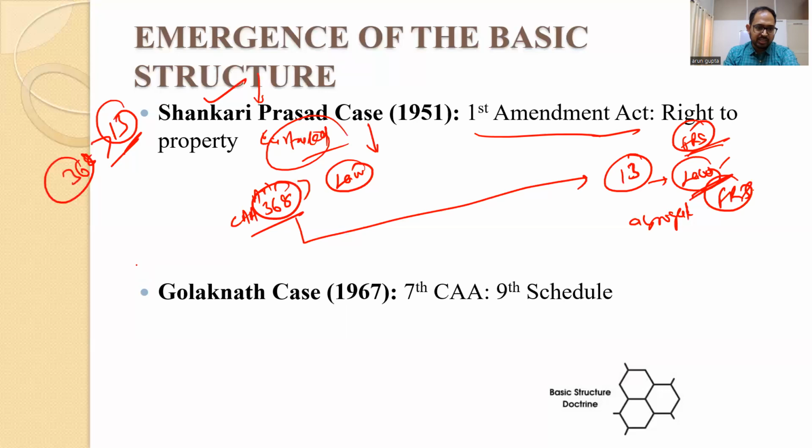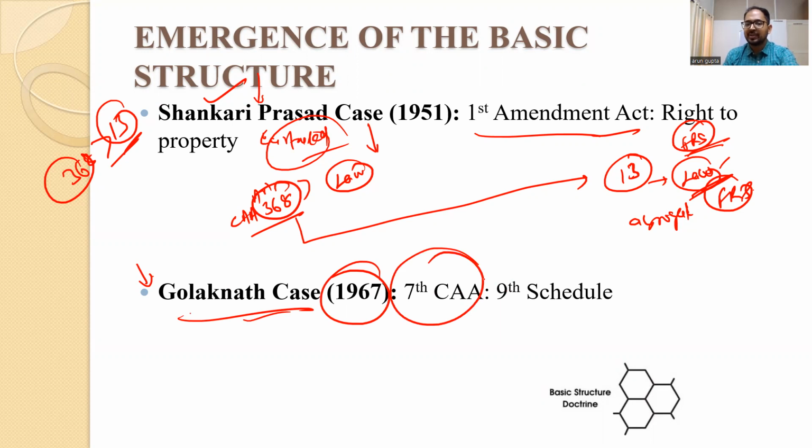But the same observation was reversed in the Golaknath case of 1967. By the 7th Constitutional Amendment Act, the 9th Schedule was introduced, and anything that was kept in the 9th Schedule was kept out of judicial review.